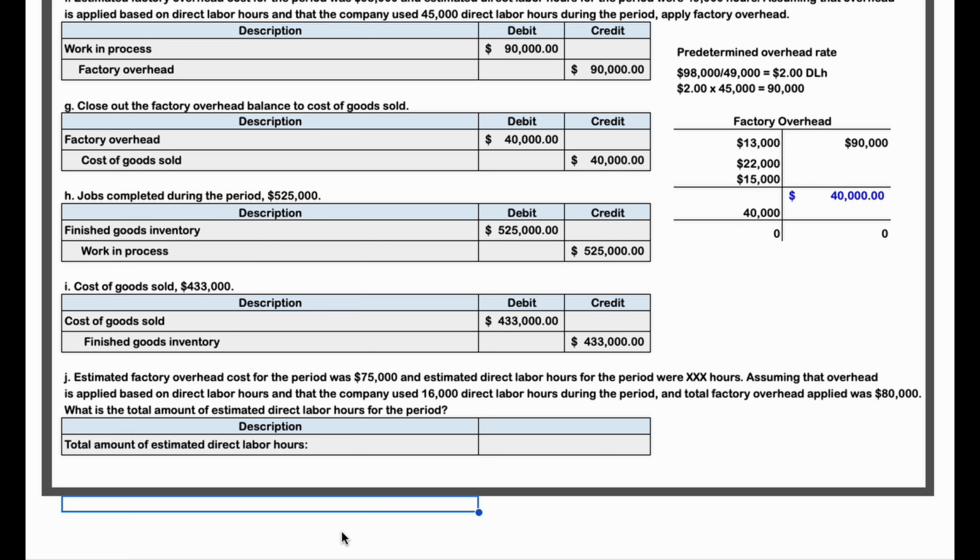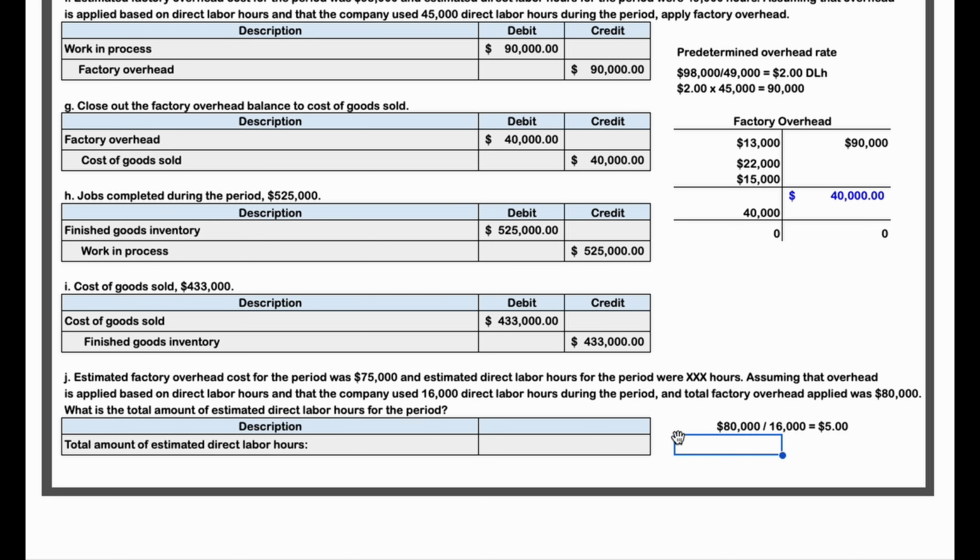And on this one, it didn't give us our estimated driver, but what they did give us was the amount of overhead applied. What we're going to have to do here is first, we have to come up with what was the predetermined overhead rate. And the way that we figure that out is we take the overhead that was applied, which is the $80,000, and we're going to divide that by the 16,000 of direct labor hours actually used. That's going to give us $5.